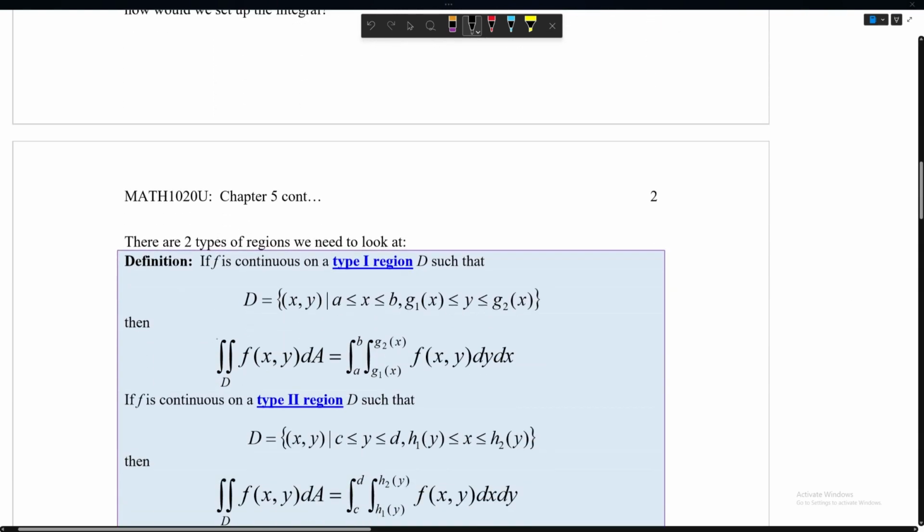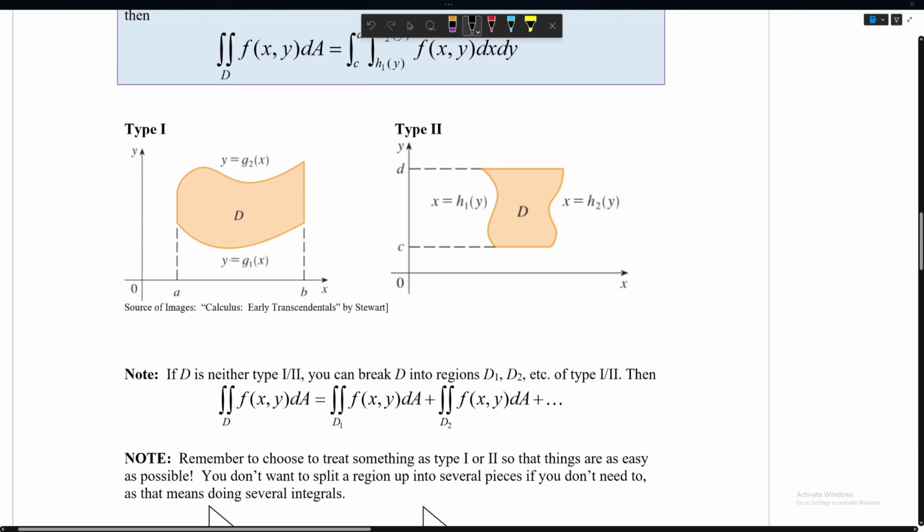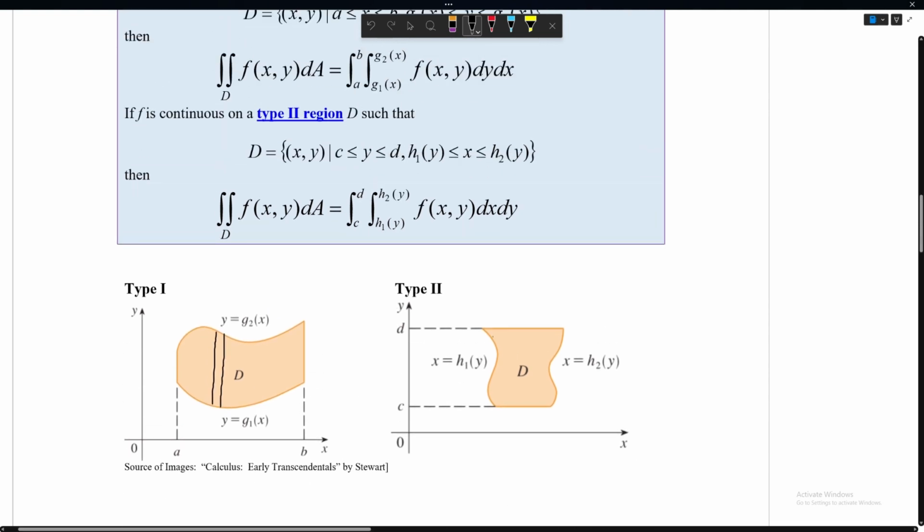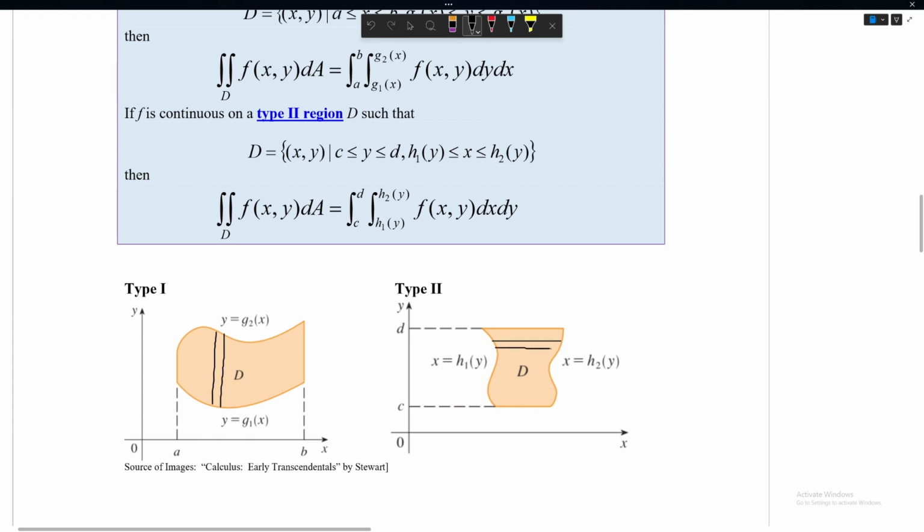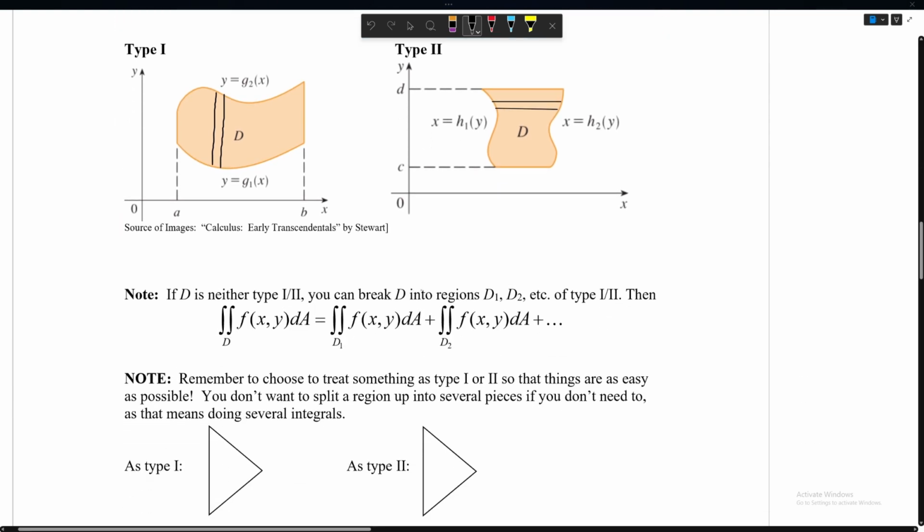And so that is our bounds of type 1 and type 2. You see my type 1, I'm taking it vertically. These are the strips I'm making. And type 2, I'm taking it horizontally. All right? And so pretty straightforward, nothing too spicy here.